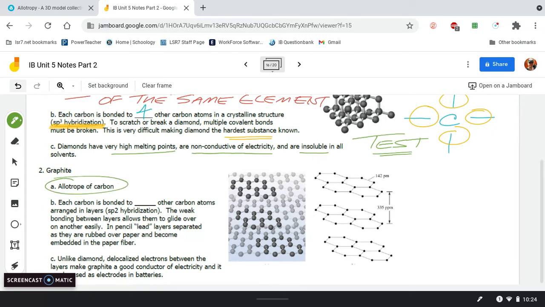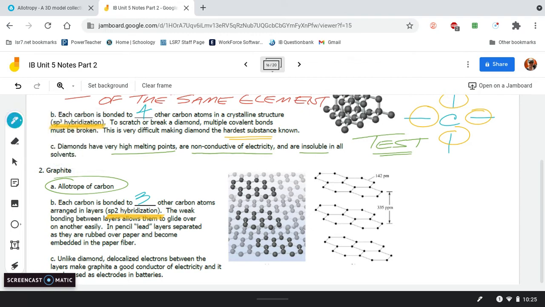In this, the difference is each of these carbons is going to be bonded not to 2, not to 4, but to 3 other carbon atoms. And that's going to give you an sp2 hybridization. So there's another difference. It's got a different hybridization, and because of that, it's just not quite as strong.